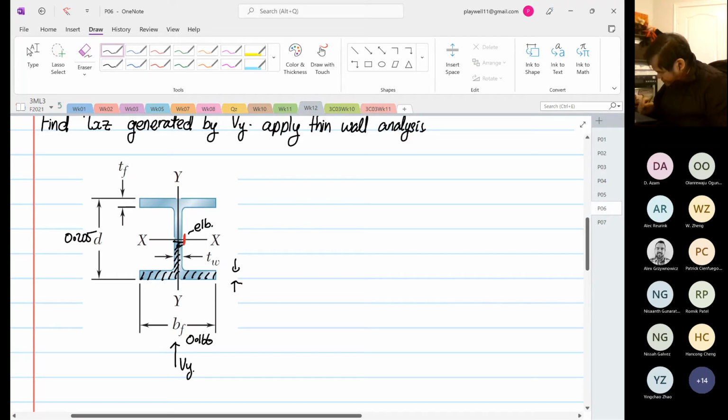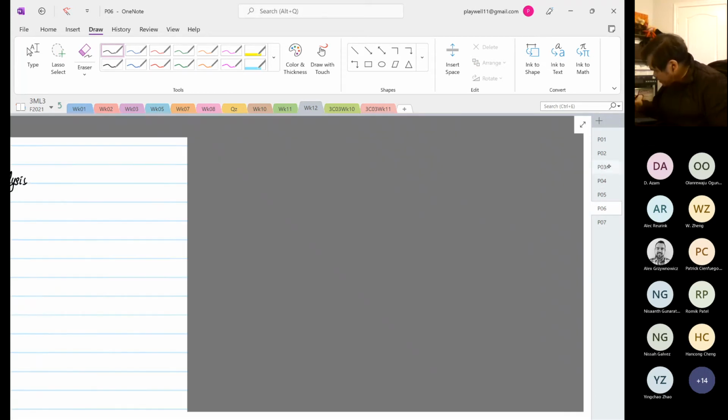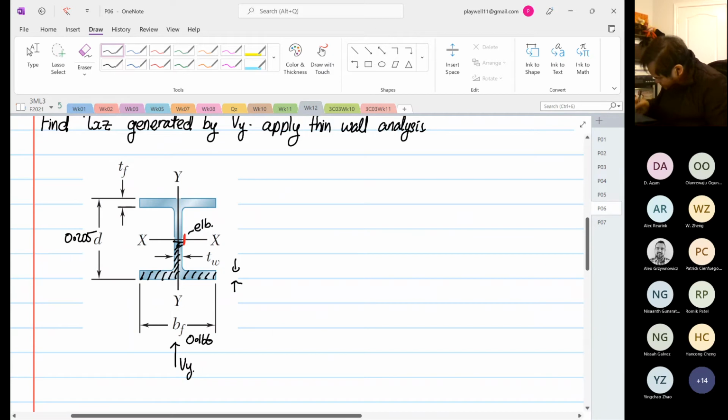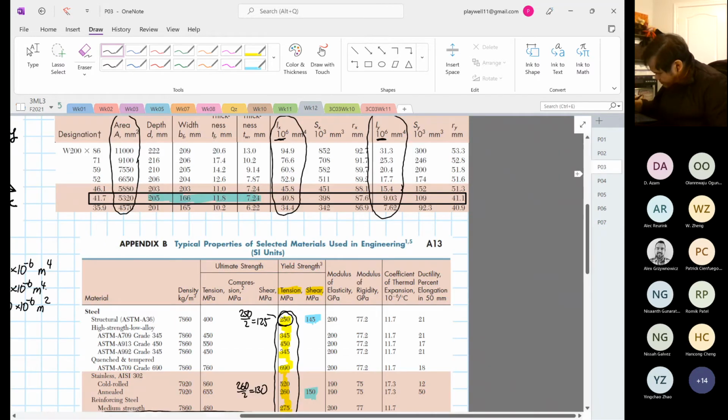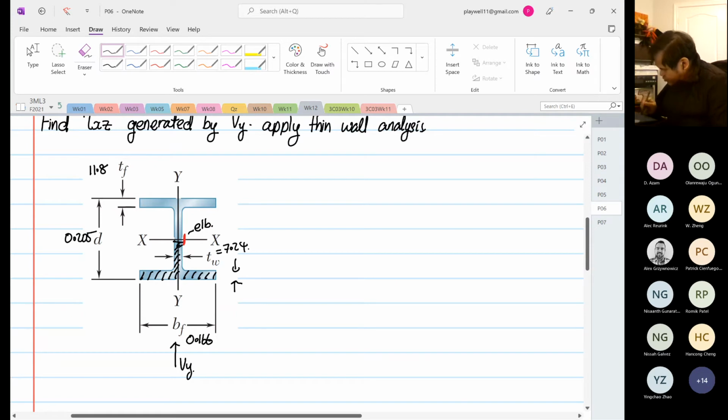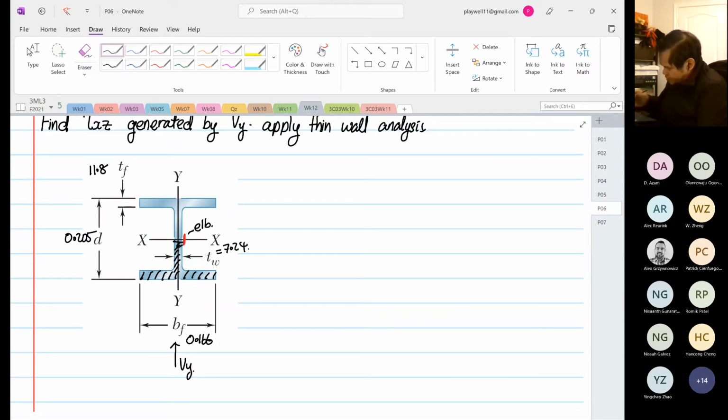This value over here is my TF. TF is equal to 11.8 millimeters. I'll remember that. And then TW is 7.24. Now, even the solution manual got this wrong. Sometimes I check the solution manual, and what they have as DW and TF is wrong. So let's apply that.